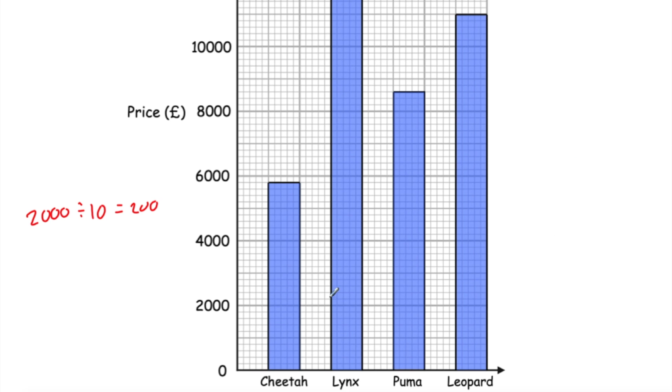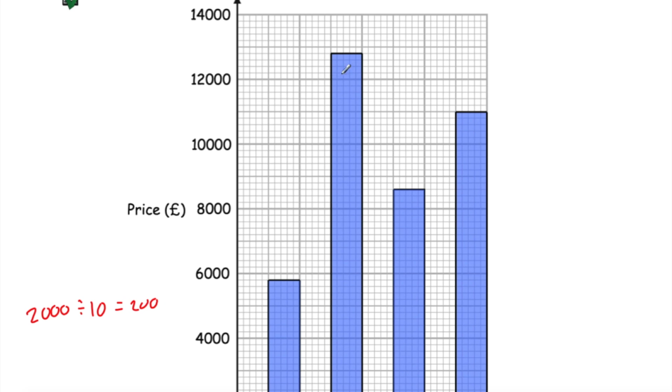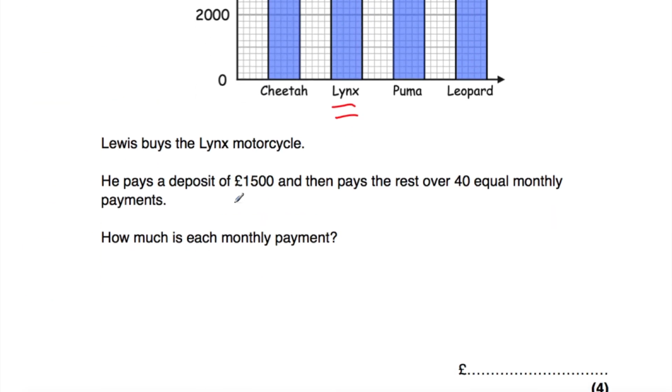Okay, so if we have a look at the lynx, we've gone up to 10,000, so we're going up a bit further. There's 12,000. 12,200, 12,400, 12,600, 12,800. So that's £12,800. That's how much the lynx motorcycle costs. So that's the cost of the Lynx motorcycle, £12,800, using our bar chart to find that.